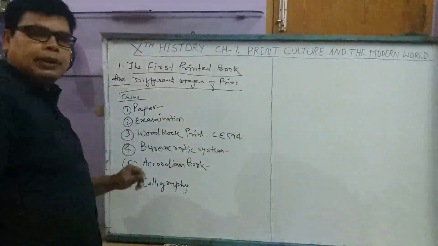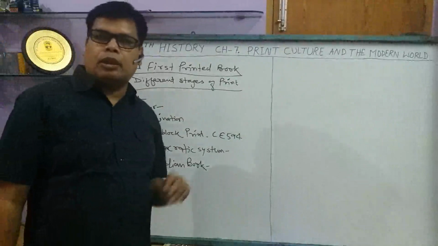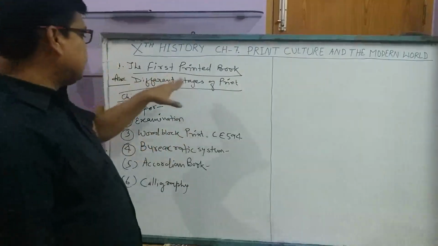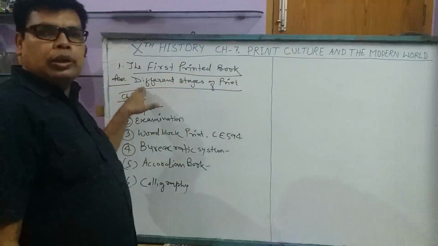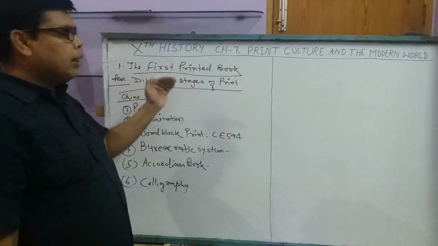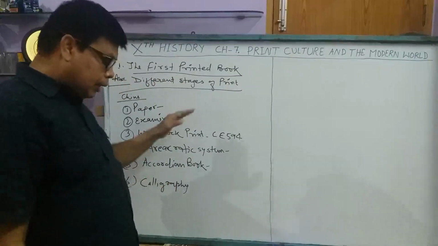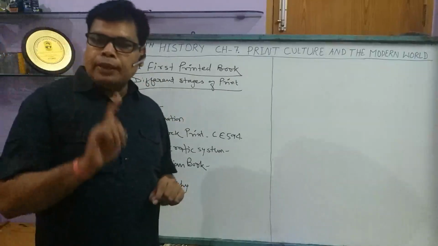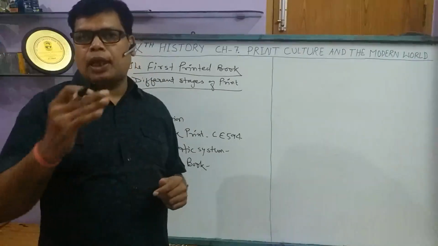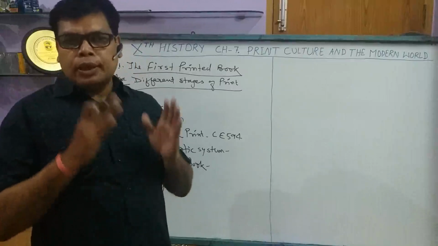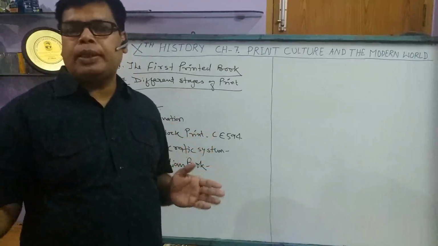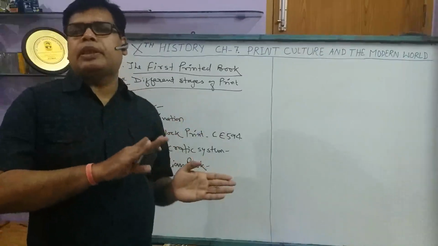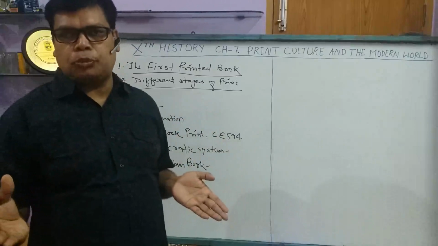Now, let us start with the second question of this first part, the first printed book. The first question I have already explained, where the question was, what are the different stages of print? Now, the second question is, by the 17th century, as urban culture bloomed in China, the uses of print diversified. Explain the statement. Or, how did print diversify in China? This would be the question.